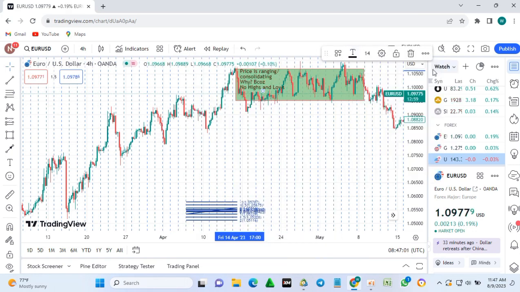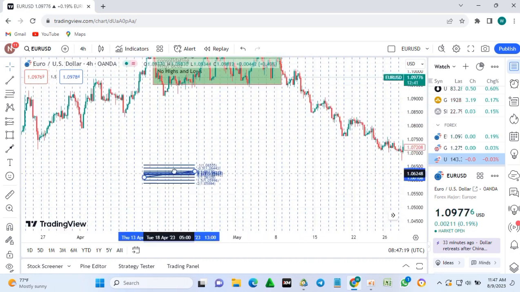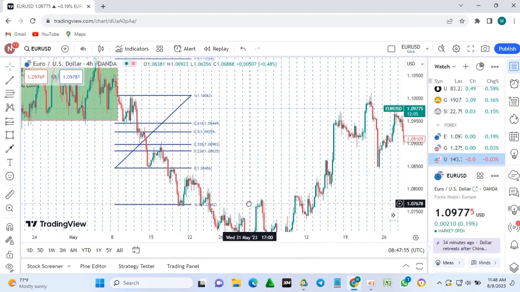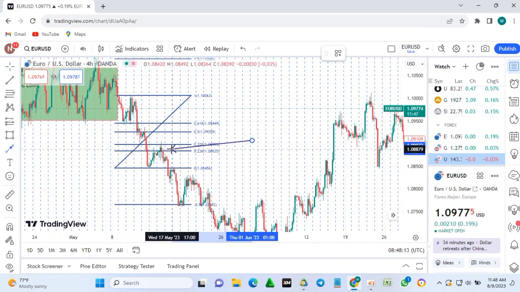Thereafter, I went on the downtrend side. Note that when you are drawing the fib levels in an uptrend, you begin from the higher low to the higher high. In a downtrend, you begin from the lower high to the lower low.